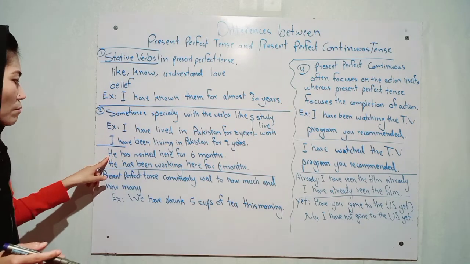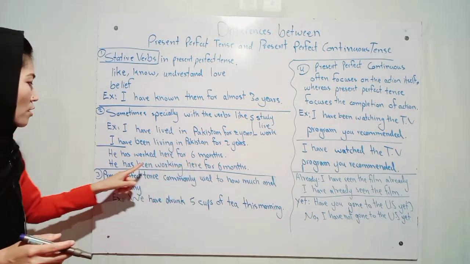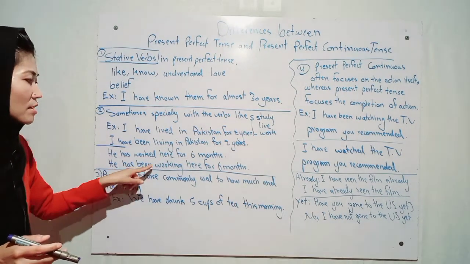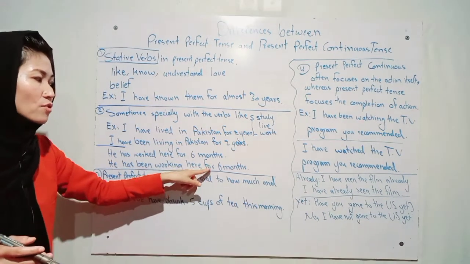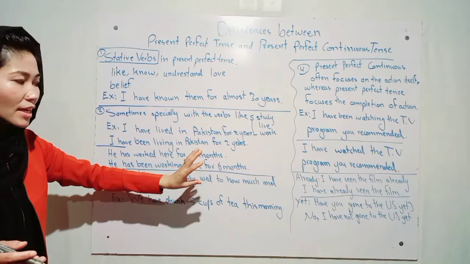The next example: he has worked here for 6 months, or he has been working here for 6 months. Both have the same meaning again.